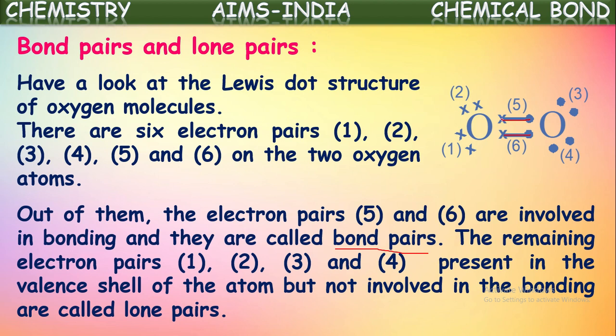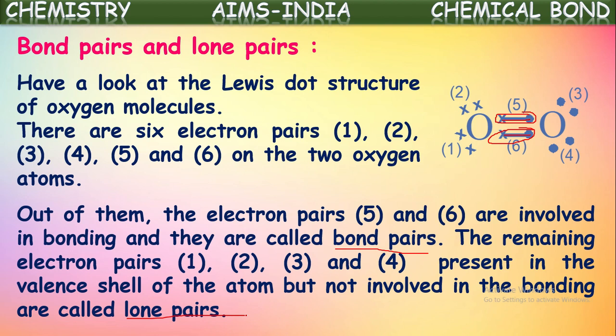Okay, now we can say the fifth and the sixth pairs of electrons are called bond pairs because they participate in the bond formation. And if you observe the remaining pairs, 1, 2, 3, 4, they are also present in the valence shells of these two atoms, but they are not involved in the bond formation. Such pairs of electrons which are present in the valence shells of these participating atoms, but are not involved in the bond formation, are called lone pairs of electrons. Okay, those 4 pairs are called lone pairs of electrons.